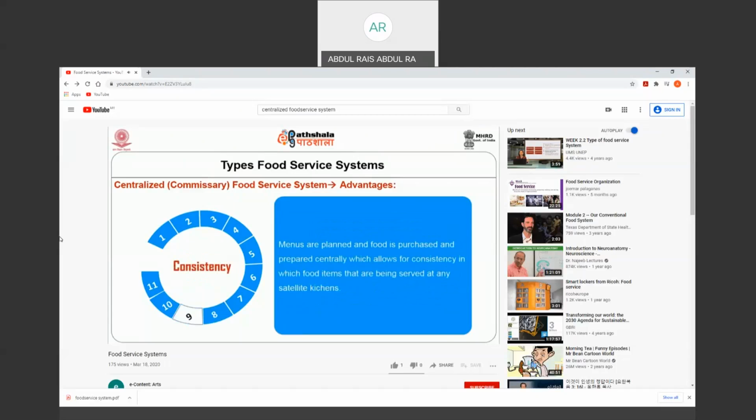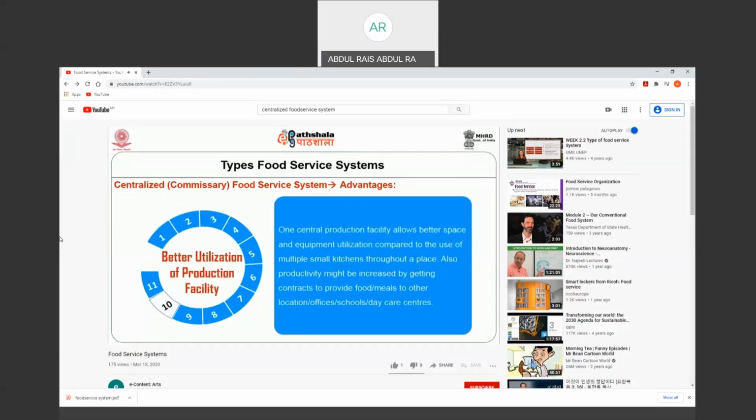Consistency is the next advantage. Menus are planned and food is purchased and prepared centrally, which allows for consistency in which food items are being served at any satellite kitchens. Better utilization of production facility. One central production facility allows better space and equipment utilization compared to the use of multiple small kitchens throughout a place. Also, productivity might be increased by getting contracts to provide food to other locations or other places like offices, schools, and daycare centers.